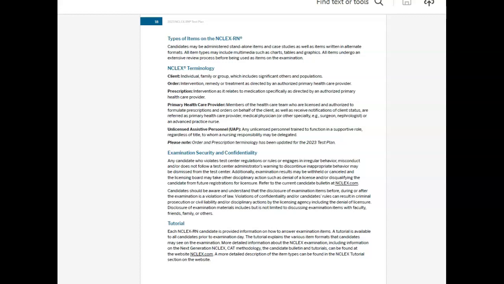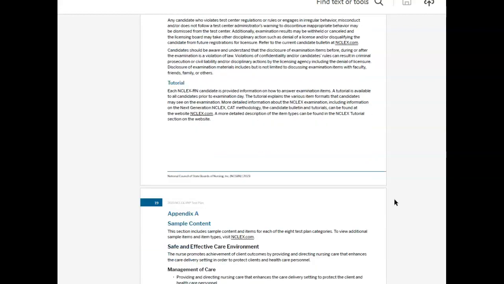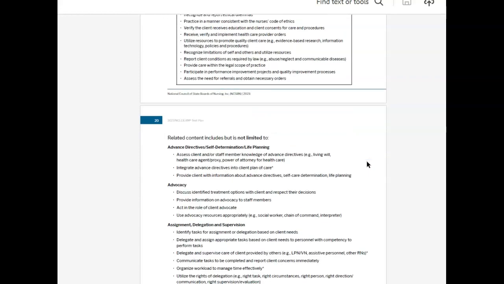So you might have to find out what their scope of practice is if you're working with techs. There's a little tutorial that you can go to on NCLEX.com and take. And here's some sample content that it includes for management of care. There are 8 test plan categories, as we talked about in the little diagram earlier, and it has some sample items here.